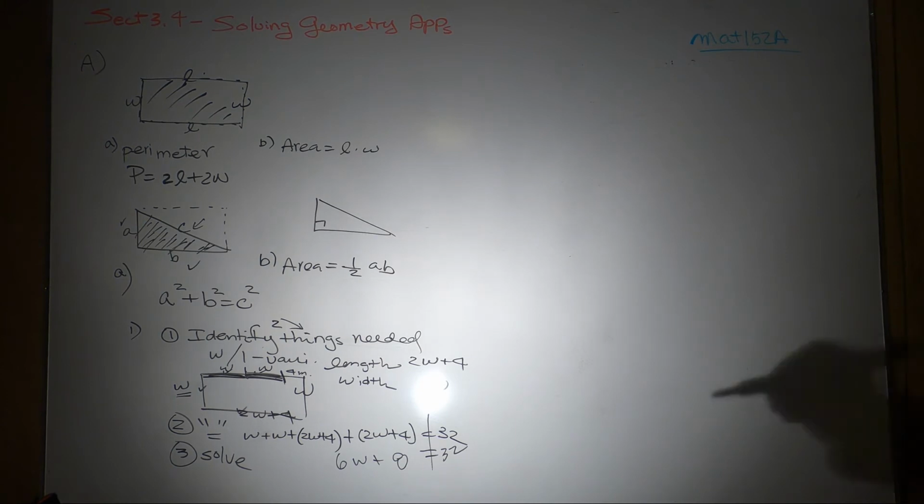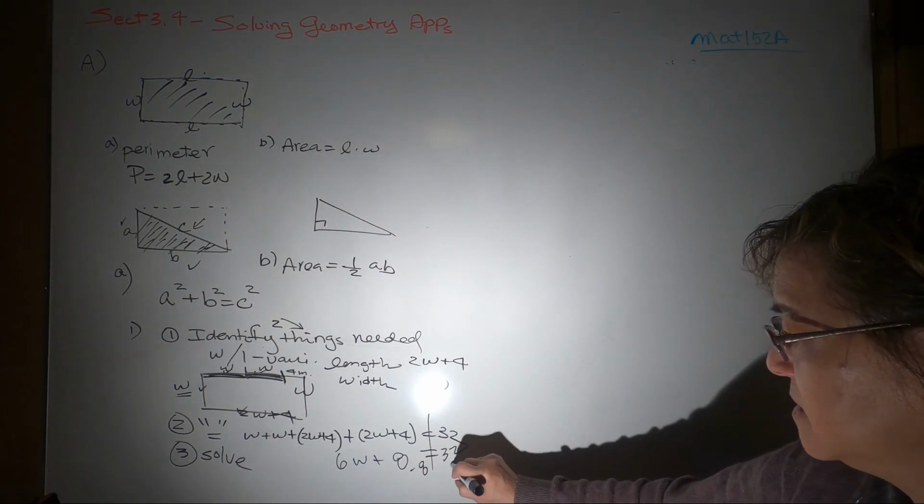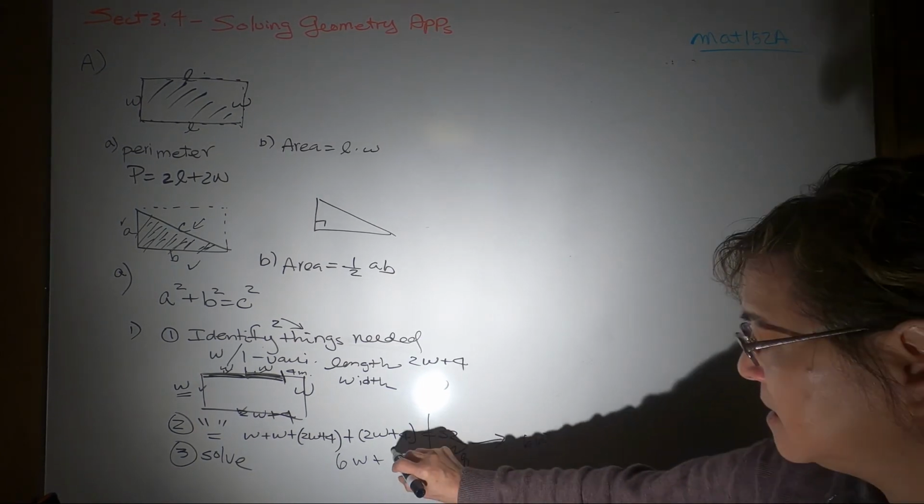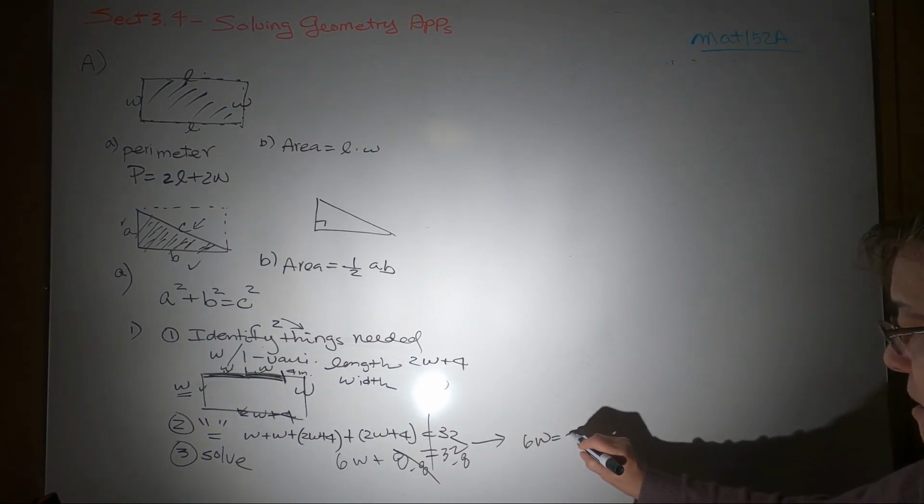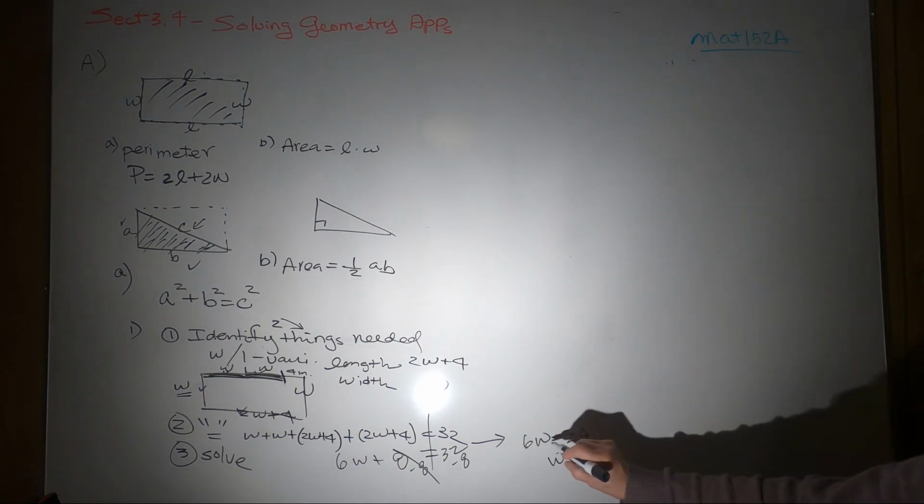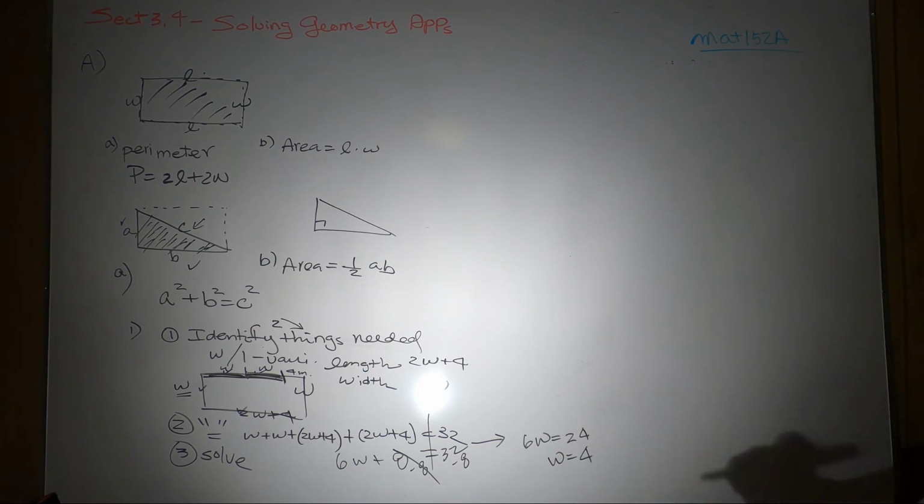Then you minus 8 on both sides. So that would be 6W equals what? 24. Then what's your W? Divided by 6, that would be 4.